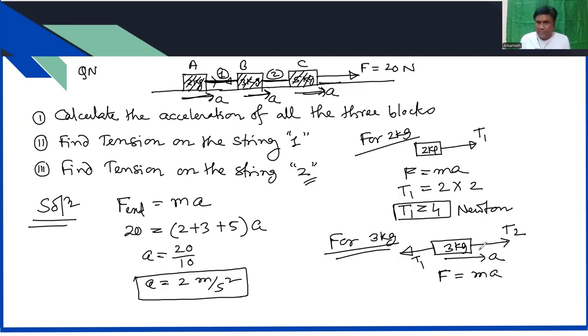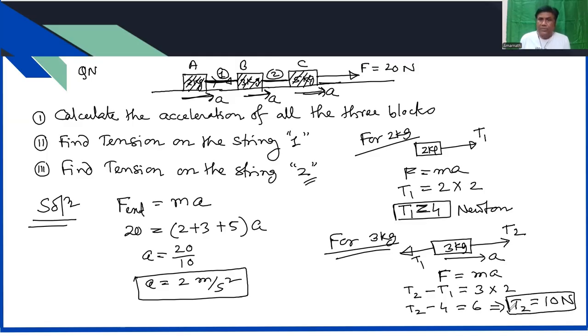Mass into acceleration. But this time we have two forces. So one is T2 and another is minus T1, which must be equal to 3 into 2. But you know the value of T1, you have already calculated it. That is 4. So the right side is equal to 6. So it means T2 equals 10 Newton.